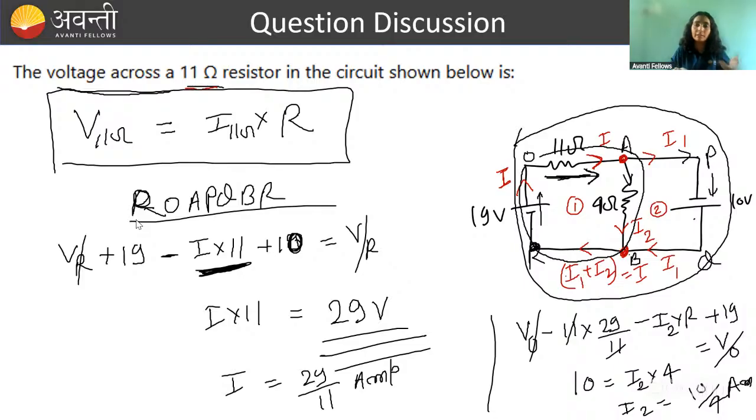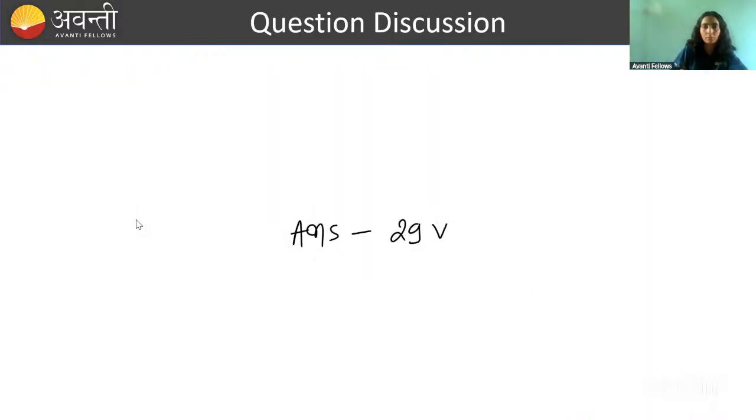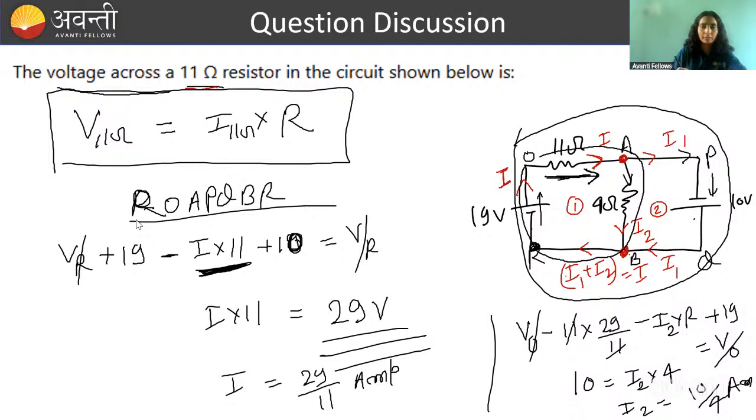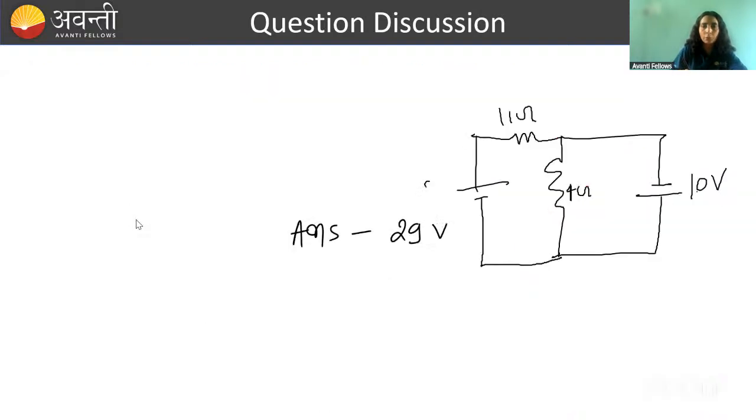We can do it otherwise also. So I will let you see that also. Like our 4 ohm was here, and then there was a battery here. This battery was having potential of 10 volt. Then there was another resistor like this. Then there was a battery like this. It was like this, right? Yes. There was nothing else, right? So this is your 29 volt.